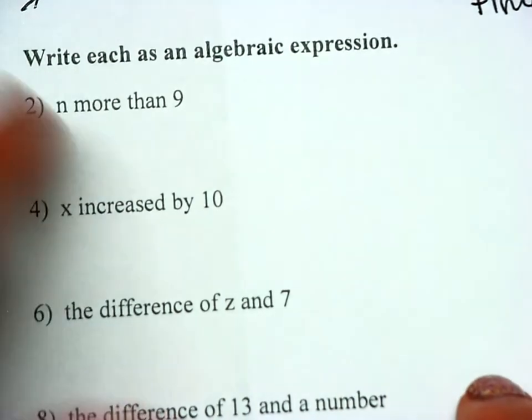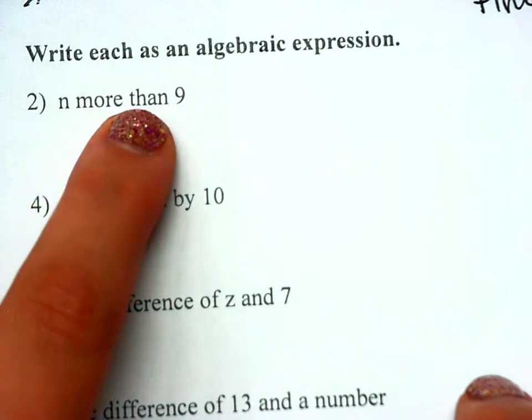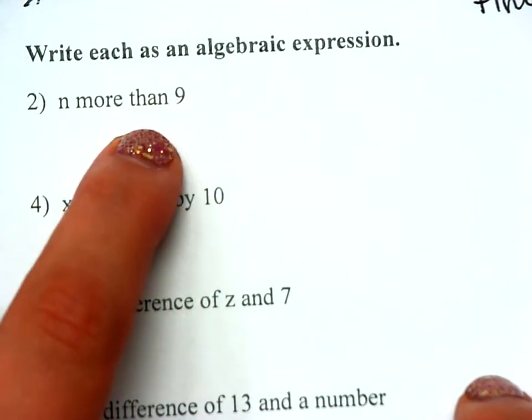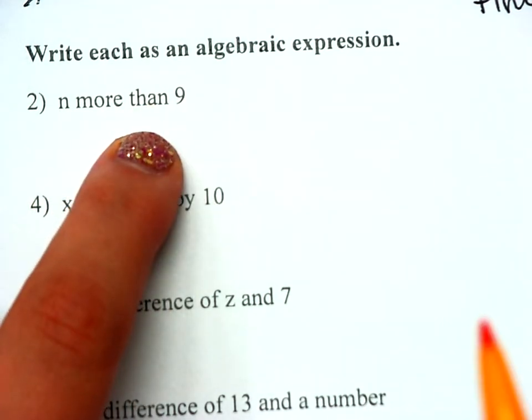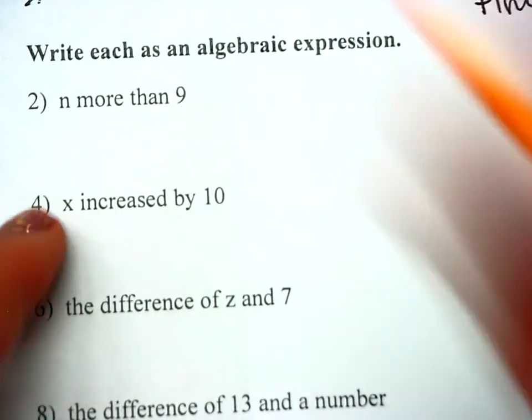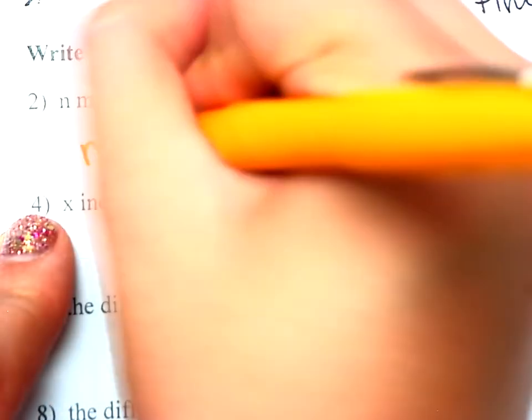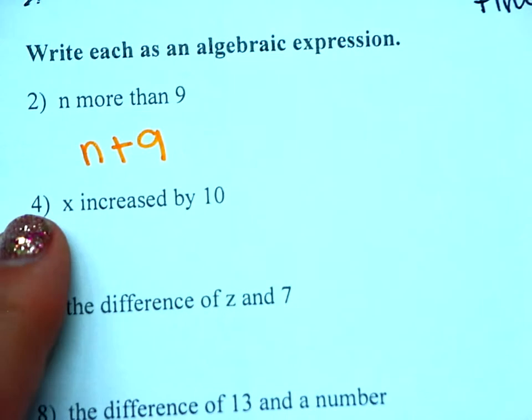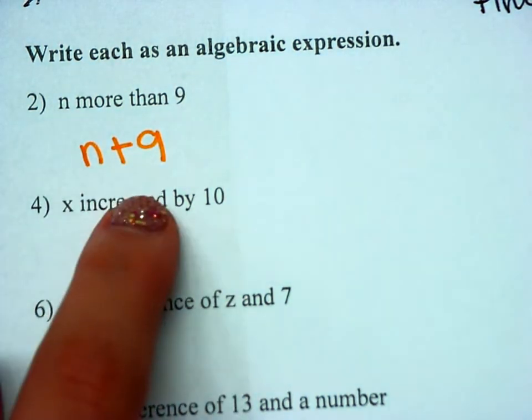Okay, so I see n more than 9. All right, so if I were to look up at all my operations, oh, good, I found it, more than. That's in my addition section. So this is n plus 9. And it's as simple as that. We're just translating into a math expression.